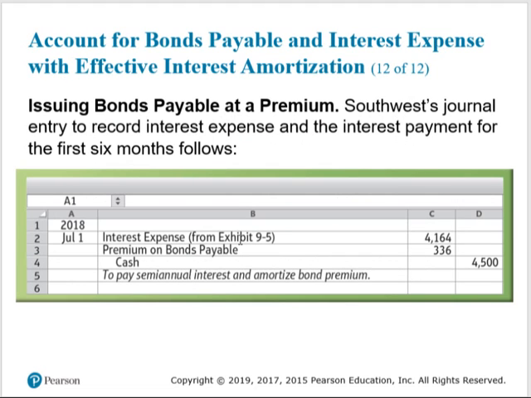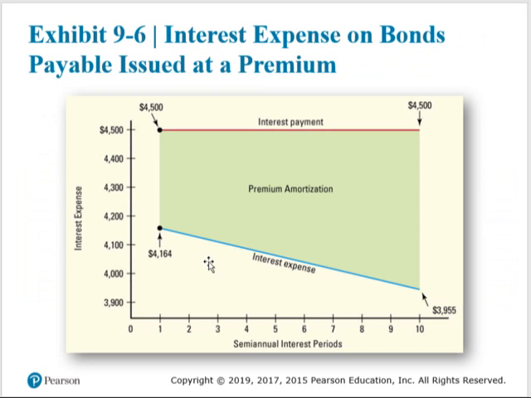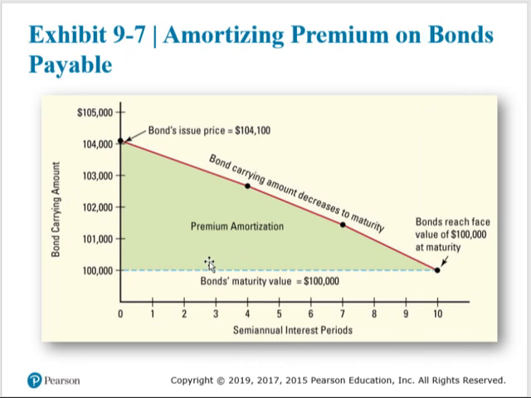The journal entry for each interest payment is a debit to interest expense, a debit to premium on bonds payable, and a credit to cash. This chart shows the expense and the premium gradually being reduced to zero. This shows the bond gradually being reduced to $100,000.